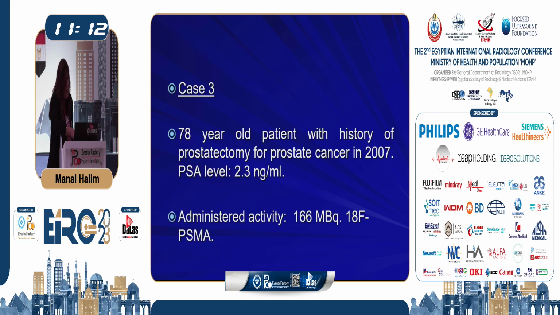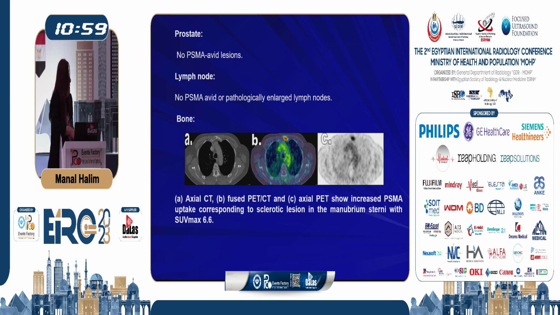And in case 3, a 78-year-old patient with history of prostatectomy for prostate cancer in 2007, PSA level was high, 2.3 nanogram, and injected with 18 fluorine PSMA, and revealed no PSMA in the prostate, in the local area. Nothing in the lymph nodes.